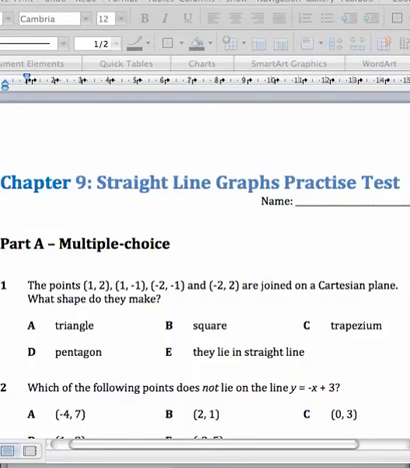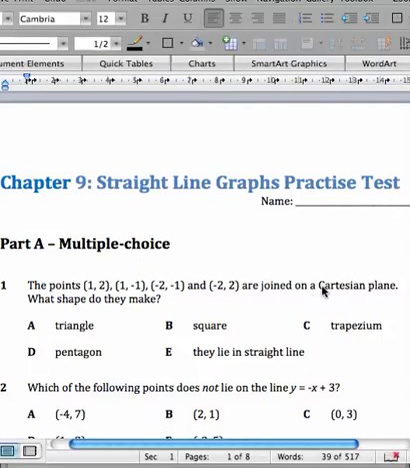Hi, so this session is on revision on linear graphs and equations, and we'll be going through some practice test questions. So with our first question, part A is multiple choice, and the first question asks us the following points that are given. When joined on the Cartesian plane, what shape do they make?